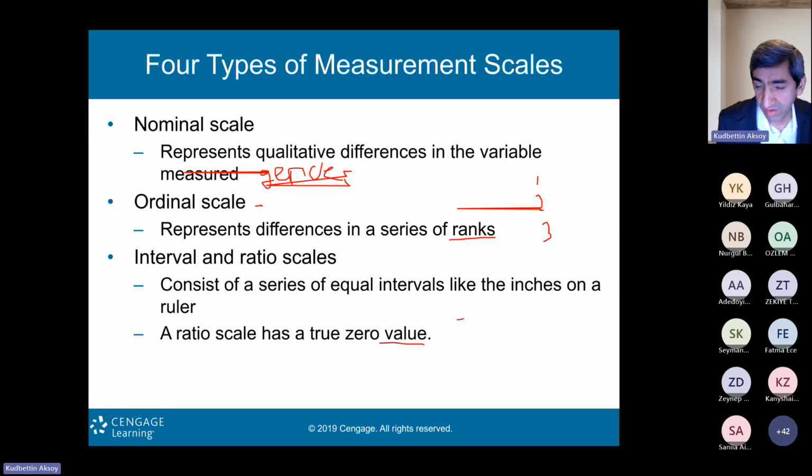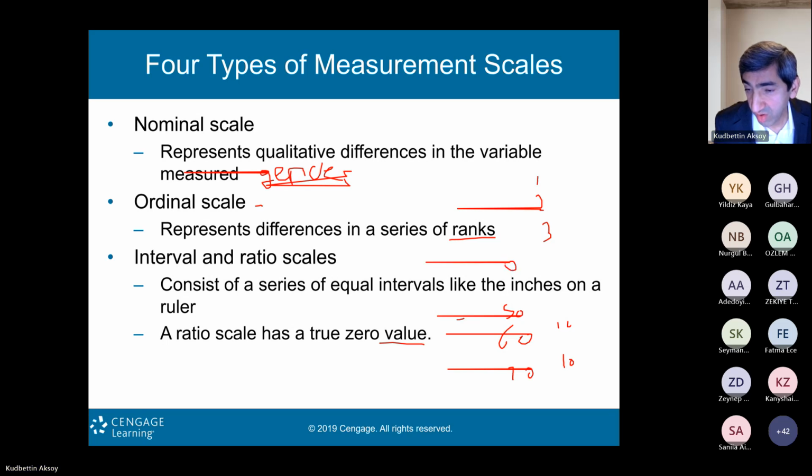Think about temperature, Fahrenheit or Celsius: 50 degrees, 60 degrees, and 70 degrees. The difference between 50 and 60 is 10 degrees, and from 60 to 70 is also 10. But when you say 0 degrees, you're not talking about there being no temperature. A true value of 0 doesn't exist. When you say 0 degrees, you mean to say it's very cold. There is also -1. So temperature would be an interval scale.